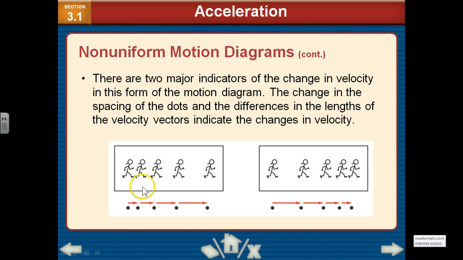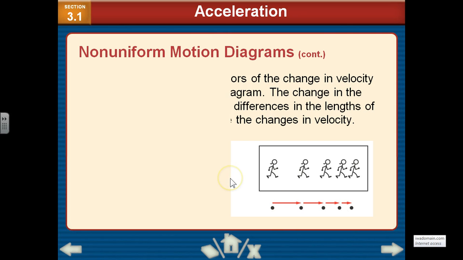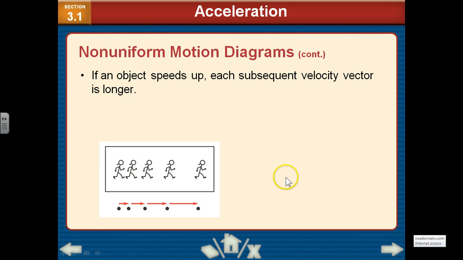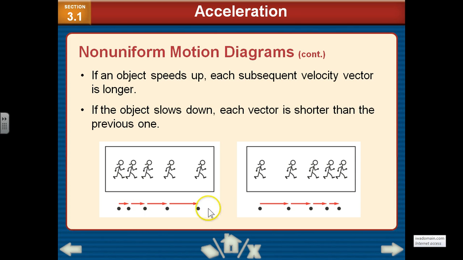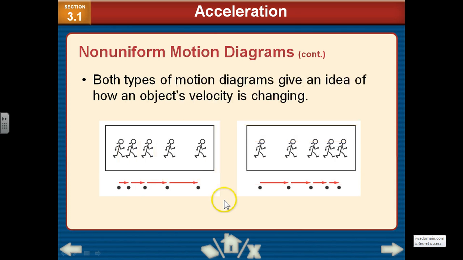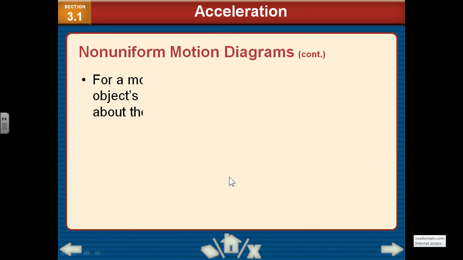Okay, so if we graph this out and do a particle model, we'll notice that the particles get further apart. We'll also notice that the velocity vectors are changing. The velocity vectors are either getting longer or getting shorter. And this is just saying that it's how the vectors change. Both of them will give us an idea of how the velocity is changing.